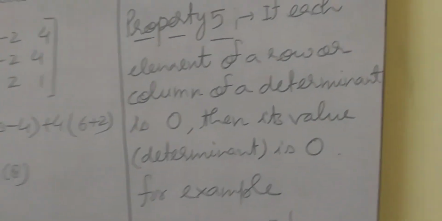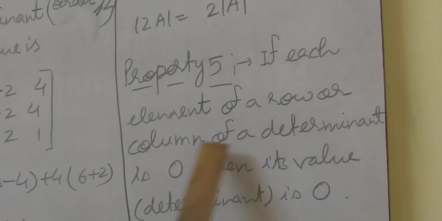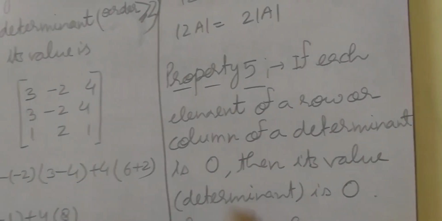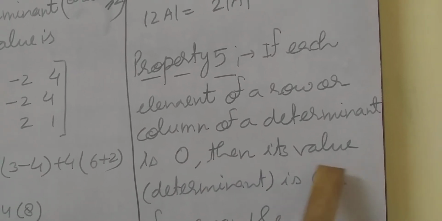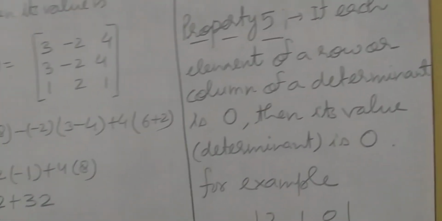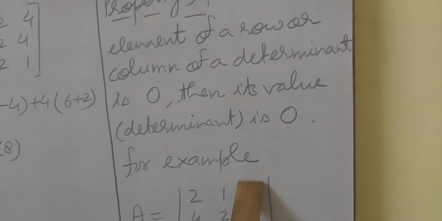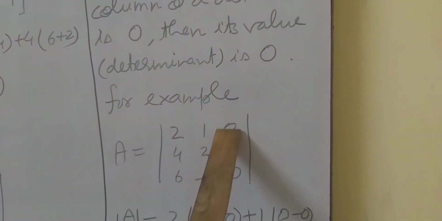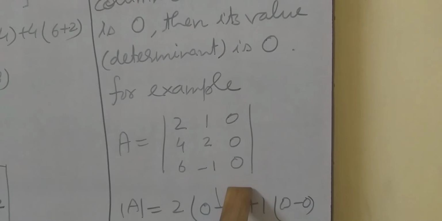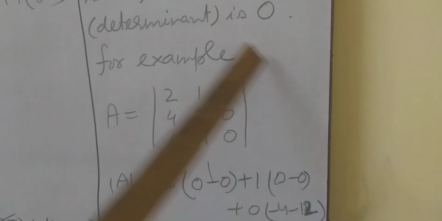Okay students, next property. Property number 5. If each element of a row or column of a determinant is 0, then its value, meaning the determinant, is 0. If all elements of a row or column are 0, you can see in this example, students, the elements of C3, column 3, are all 0. That's why its determinant is 0.